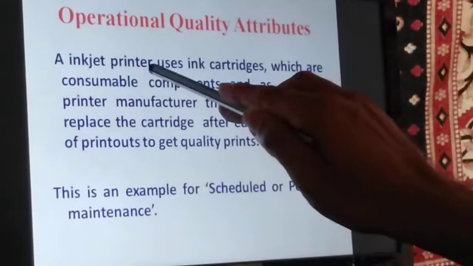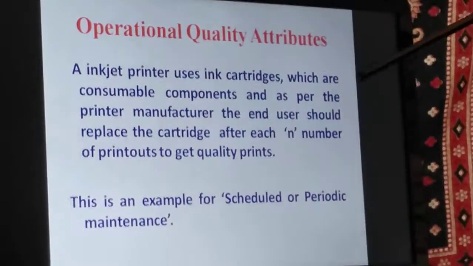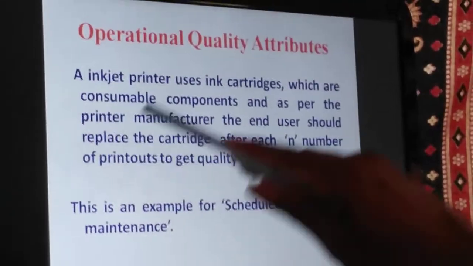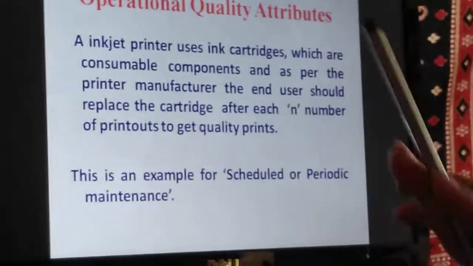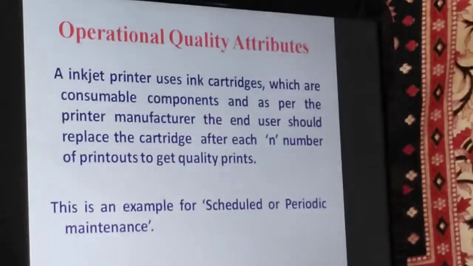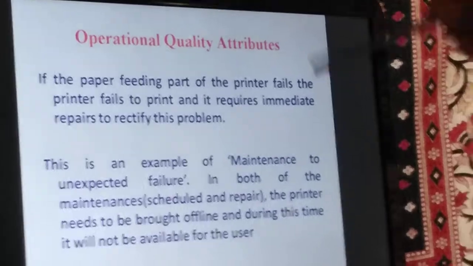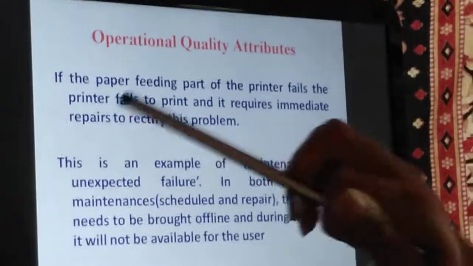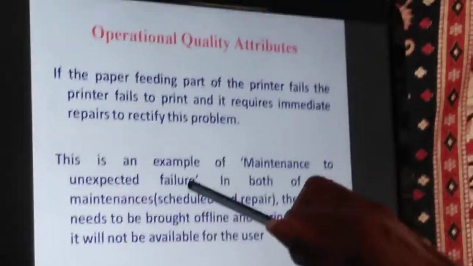An inkjet printer uses ink cartridges, which are consumable components, and as per the printer manufacturer, the end user should replace the cartridge after every n number of printouts to get quality prints. This is an example of scheduled or periodic maintenance. If the paper feeding part of the printer fails, the printer fails to print and it requires immediate repairs to rectify this problem. This is an example of maintenance to unexpected failure.